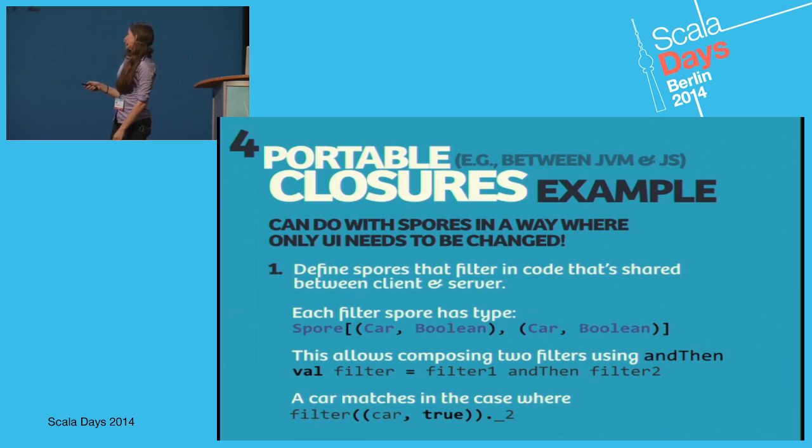So you have a spore or a function from pair to pair, where each pair is a car and a boolean. It allows you to define compositions of multiple functions or spores, and then for a car that matches this entire pipeline or chain of composed functions, this is what's true. So you take the second value in the pair, which itself is a pair.